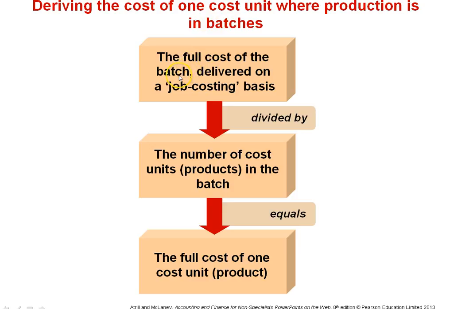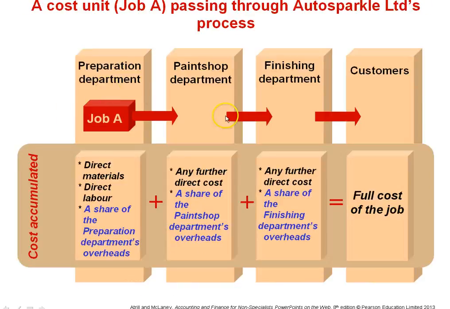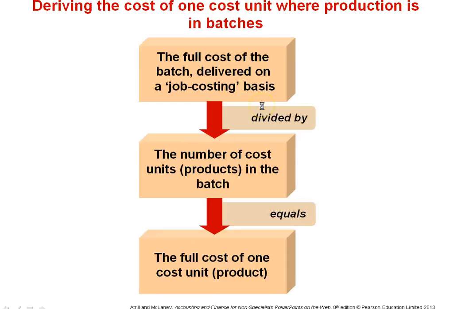So full cost of a batch delivered on a job costing basis, so a batch going through the company a bit like this, but a batch of 100 units. So the full cost of the job divided by the number of cost units in a batch. We were saying 100 teapots, so divided by 100 equals the full cost of one unit. Here's an example: £1,000 as our full cost, 500 units, £2 per unit.